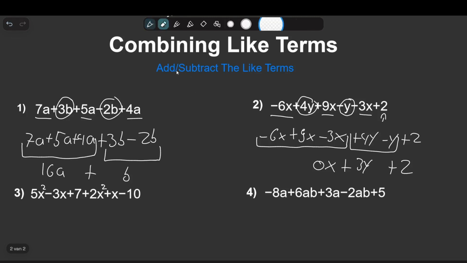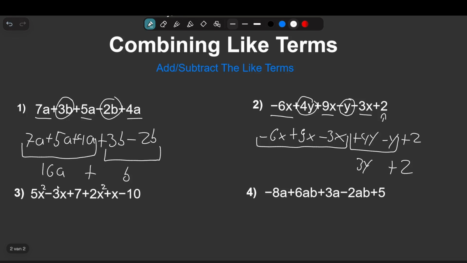And of course, because this is 0x, this basically doesn't have any value, so you can just leave this out and get this as your even simpler final expression. So now let's go over to our third example. This one is a bit more complicated. For this one, we have 5x squared minus 3x plus 7 plus 2x squared plus x minus 10.